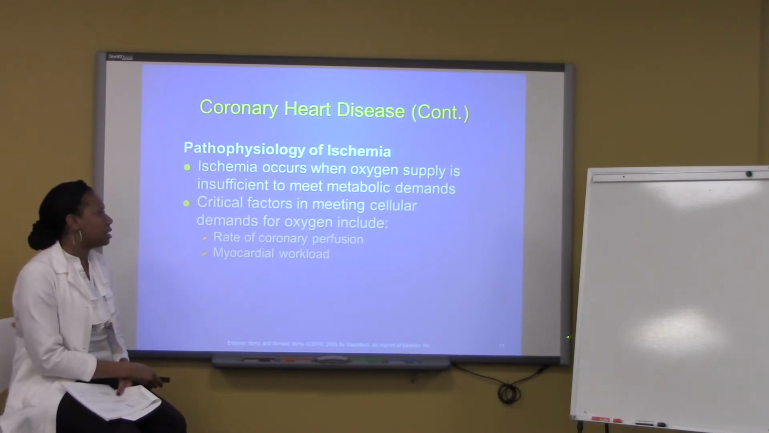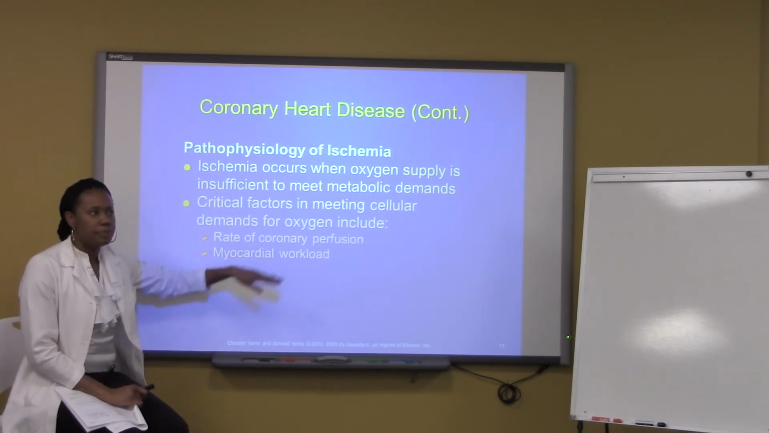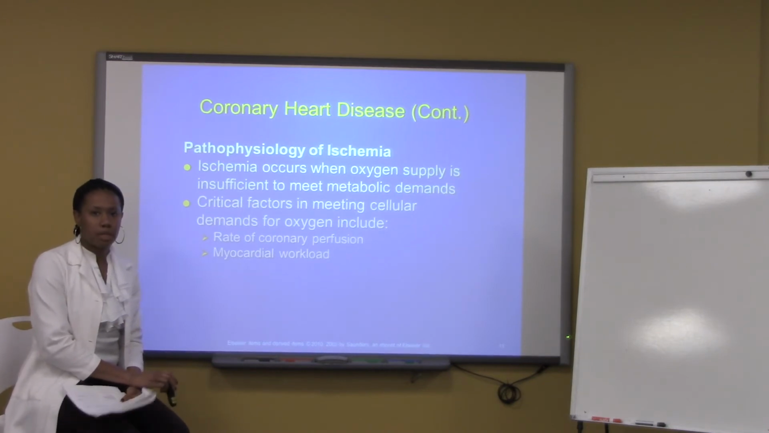So critical factors here, we do have a term called rate of coronary perfusion. And what does that mean? Coronary perfusion just means the rate of blood flow.